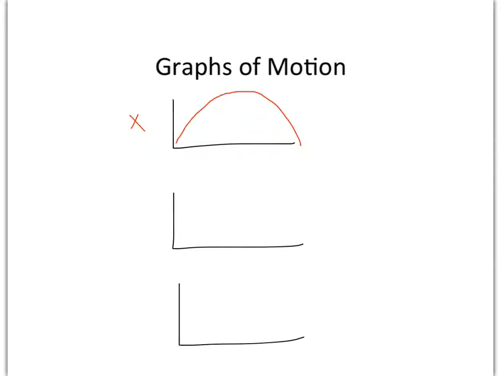Velocity versus time. Well, we started with a positive velocity and then 0 velocity and then negative velocity. So we're going to start with a positive y value, 0 y value, and a negative y value right here.